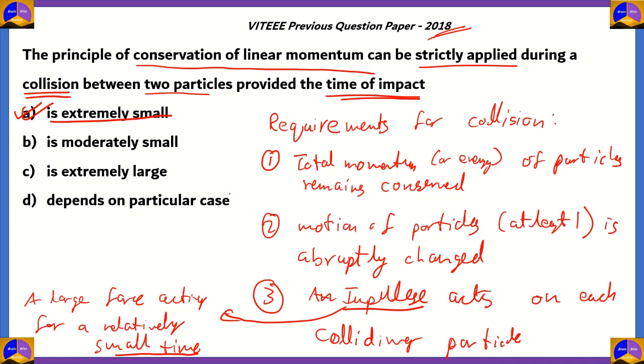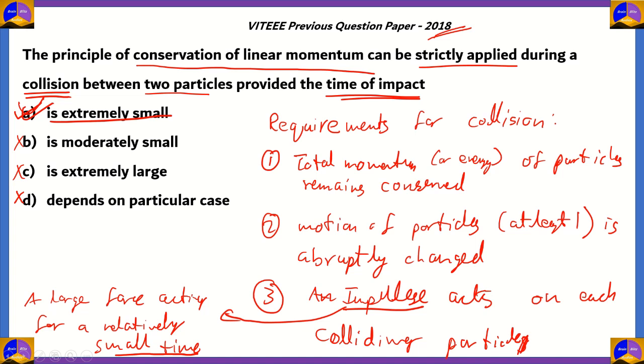Because if the time of impact was moderately small, then it would not be considered a collision because there is no impulse. There is a force which acts on a particular time. So option B is incorrect. Option C, extremely large, is incorrect. Option D, depends on particular case, is incorrect, because this is one of the fundamental requirements for a collision. So an impulse has to act on the colliding particles. So therefore, a large force must act for an extremely small time. So the correct option is option A.